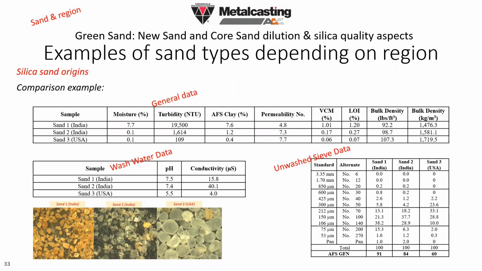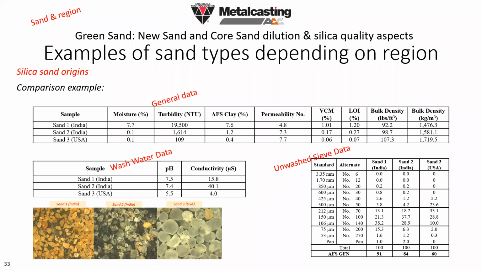bentonite activation. Also, unwashed sieve data: you can see some difference in AFS, but that is not so important. This sand is in fact coarser than this one, but the distribution is the most important to look at, with a 3 to 4 sieve distribution, as I was explaining before.